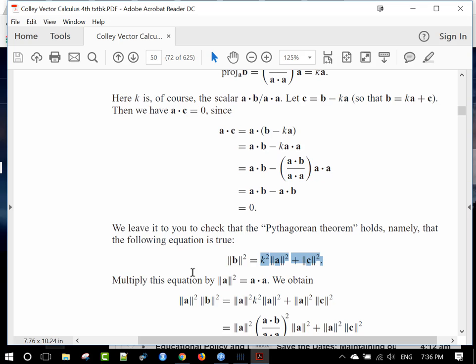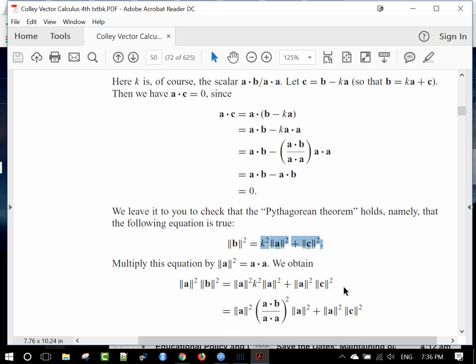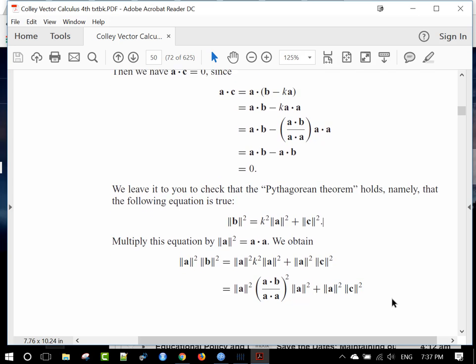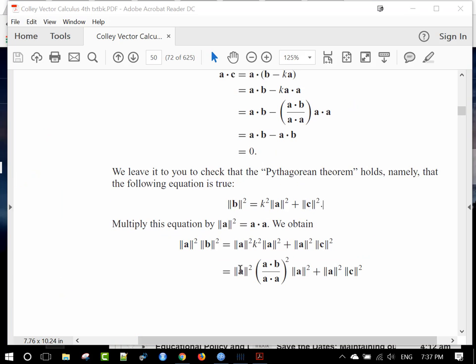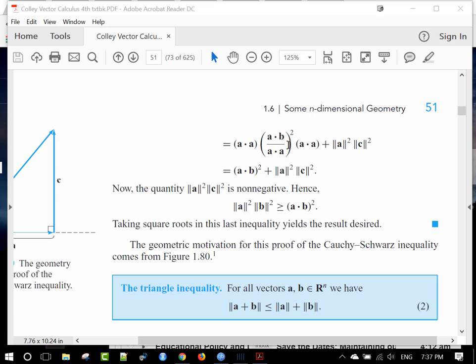They say the Pythagorean theorem will hold here. Multiply this equation by the norm of A squared, which is A dot A, and you get this stuff here, and then this. So here, K was this part, so K squared is this thing squared, norm of A squared is here, so we get this. So then we write A dot A instead of this thing here, and then we can cancel, we have this squared, so we can cancel these two, so we have A dot B squared plus this part here.